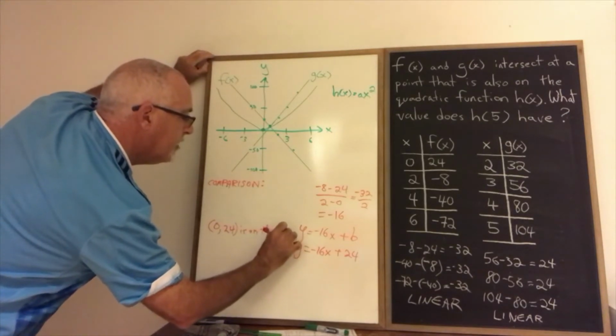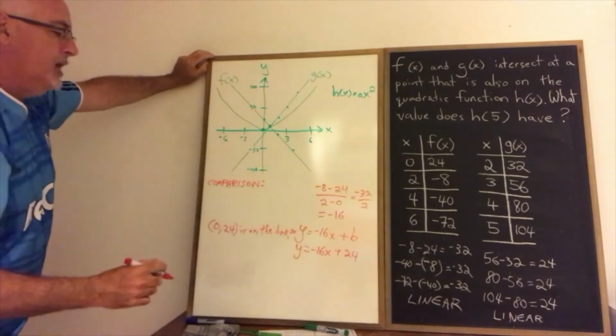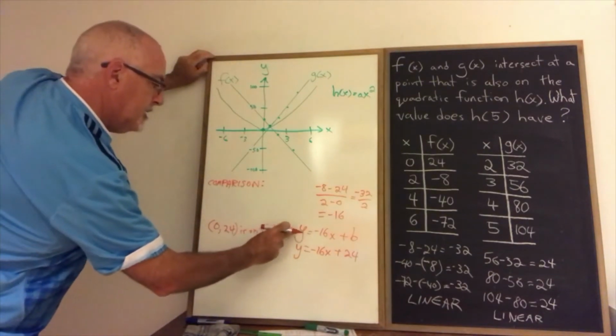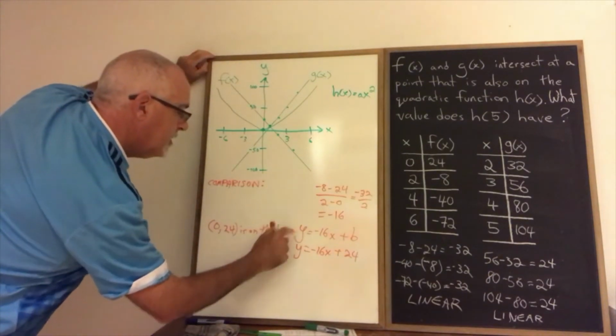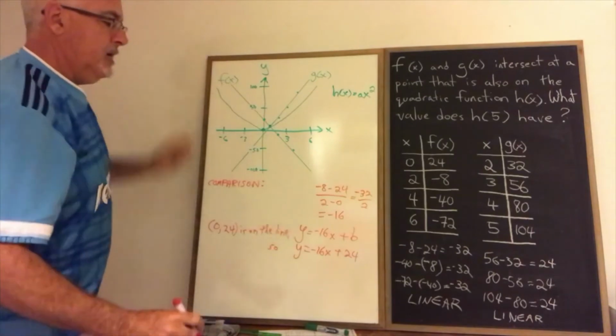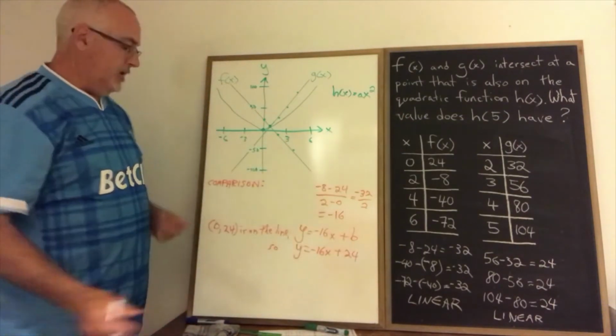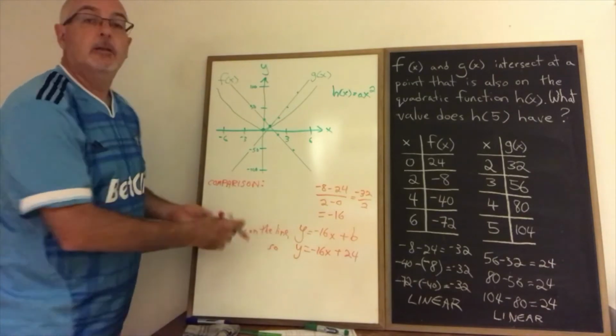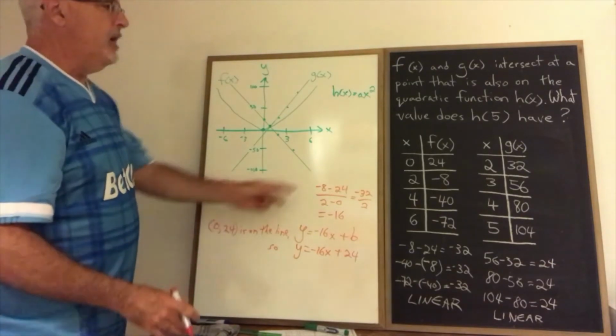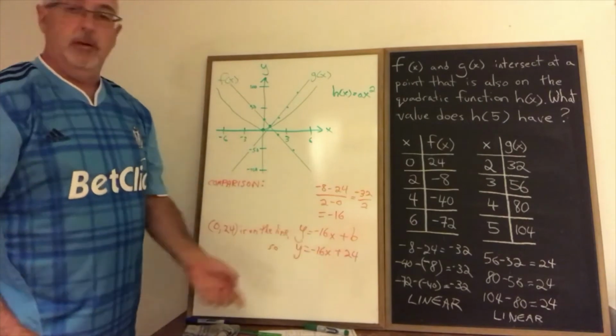So I'm writing something that I'd really like to see a student write if they're doing this on an exam. Instead of just pulling that b and writing it down without explaining what you're doing, 0, 24 is on the line, so it's a way of expressing that I know the y-intercept, therefore I know my b.